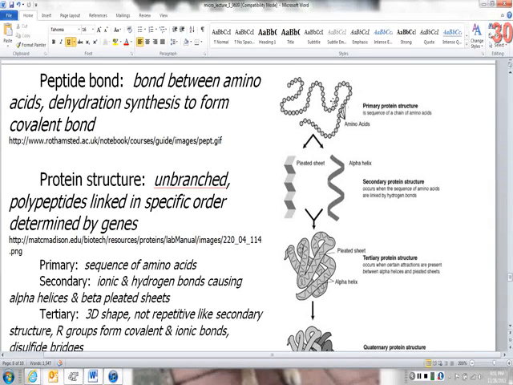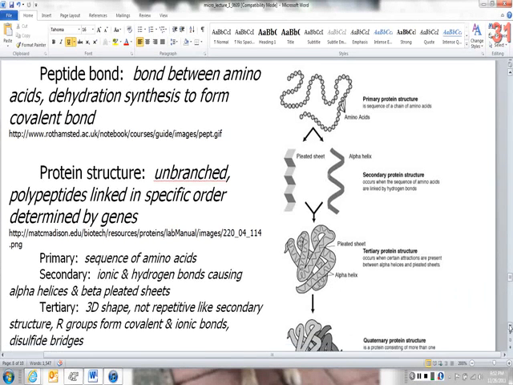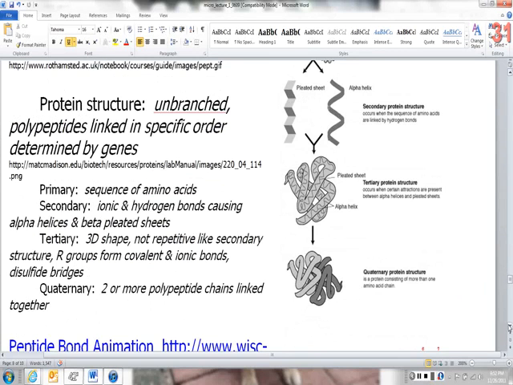Here you can see the initial sequence is your primary structure. The beta-pleated sheets or alpha helices are the secondary, then folded into the tertiary, and finally multiple of them coming together for the quaternary structure.